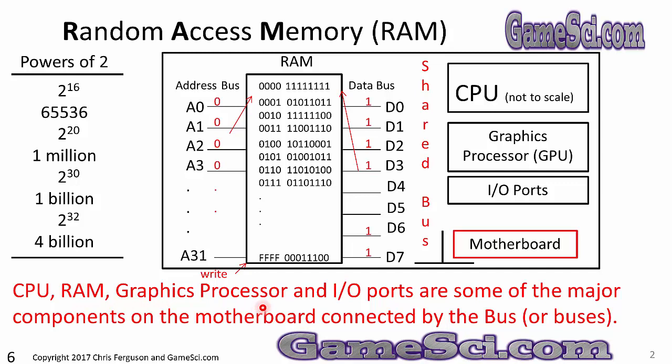CPU, RAM, the graphics processor, and I/O ports are some of the major components on the motherboard connected by the bus or buses. Once again, this is not to scale, but this box now encapsulates the major components that would be on a computer motherboard. Of course, the CPU, the heart and brain of the computer, is one of the major components on the motherboard. Other components might be a graphics processor, I/O ports, and of course RAM memory is a major component on this computer's motherboard. Connecting all these components, the CPU and RAM, the graphics processor and RAM, and the I/O ports and RAM, is a shared bus of some sort.